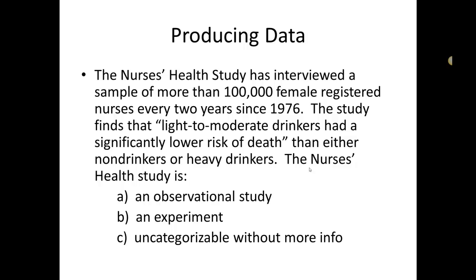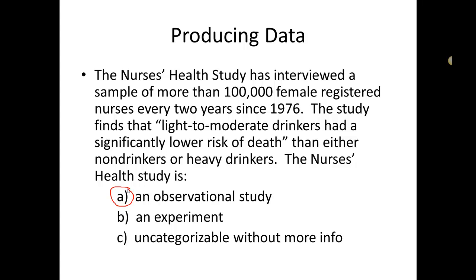So here's an example. The Nurses' Health Study has interviewed a sample of more than 100,000 female registered nurses every 2 years since 1976. The study finds that light to moderate drinkers had a significantly lower risk of death than either the non-drinkers or heavy drinkers. The Nurses' Health Study is, and we need to choose between observational study, experiment, or uncategorizable without more information. And in this case, what we're looking at is an observational study.